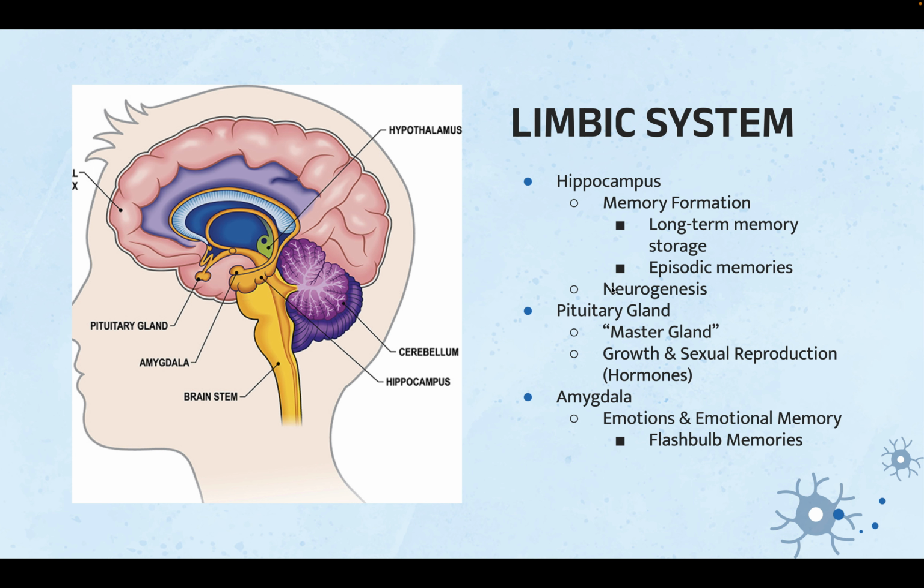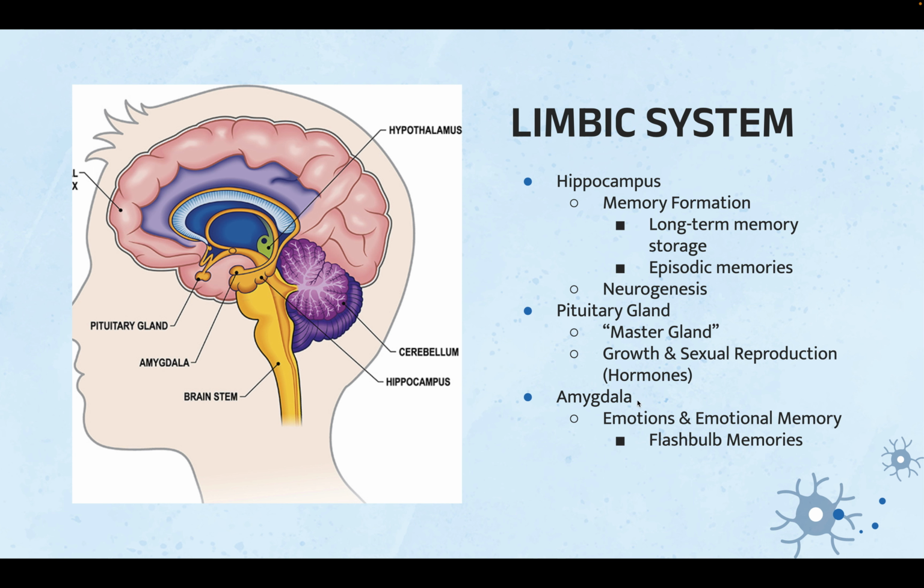And then neurogenesis. It's a part of neuroplasticity, and neurogenesis is how new neurons are formed in the brain. The pituitary gland is the master gland. It controls all the other glands in the body, like the adrenal gland and so on. It specifically also releases growth hormones and hormones related to sexual reproduction.